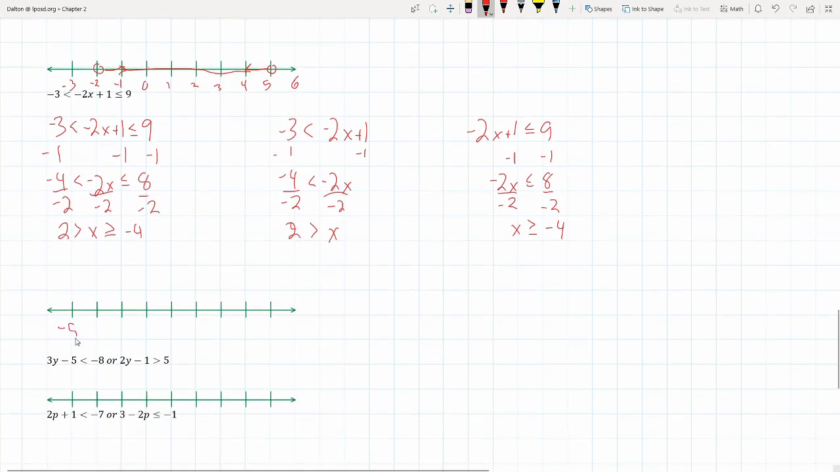So I'm going to go negative 5, negative 4, negative 3, negative 2, negative 1, 0, 1, 2, 3. Hey, that one wound up working out for us. So I know that I'm at negative 4 and I have a filled in dot. And x is greater than that, so I'm going to the right. I go to 2 and I have an open dot. And x is less than 2, so that says I'm going to the left. And these guys actually wind up meeting with each other.